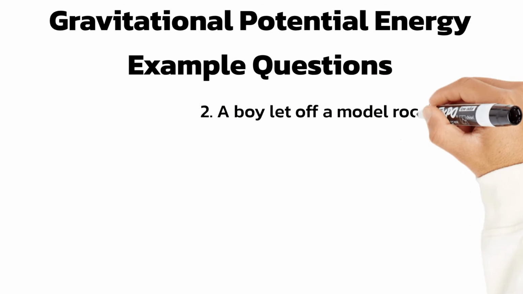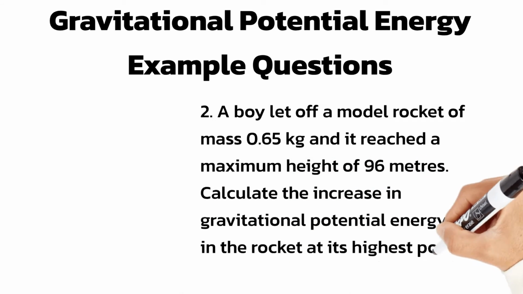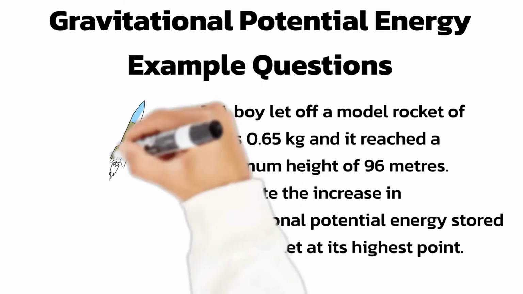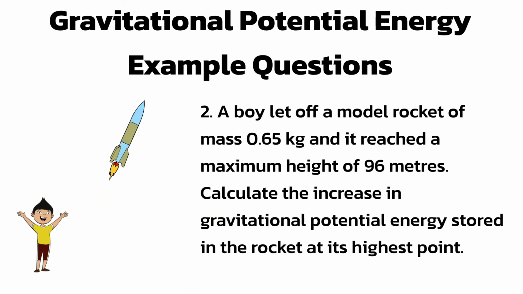Question 2. A boy let off a model rocket of mass 0.65 kilograms and it reached a maximum height of 96 meters. Calculate the increase in gravitational potential energy stored in the rocket at its highest point. Pause the lesson and restart when you're ready to check your answer.